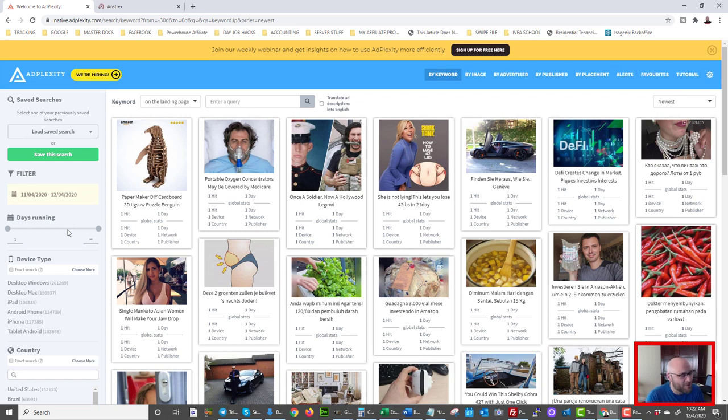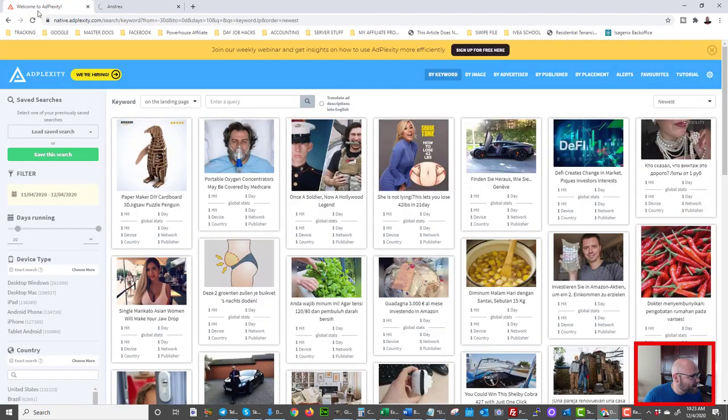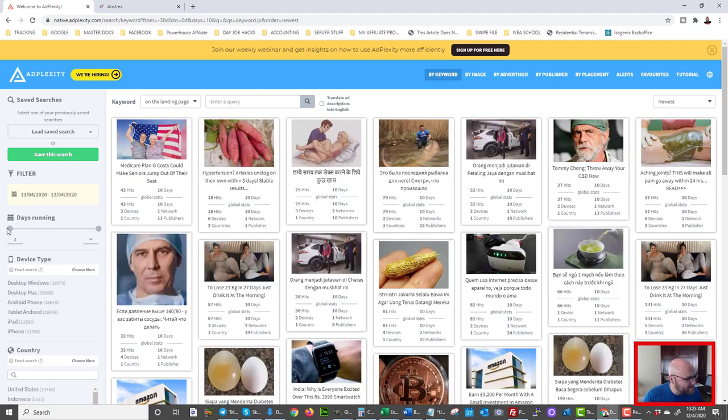So there are features of both that are really good, and some better on Adplexity, some better on Anstrex. So I'm going to try and do that right now and show you what I like about each platform. What I really like about Adplexity is the fact that I can sort easily here, and it's kind of the same also on Anstrex, where I can see the amount of days these ads have been running. So if I want to sort by the amount of days running, which is one of the biggest filters that you need because you want to see ads that have been running a long time, okay?